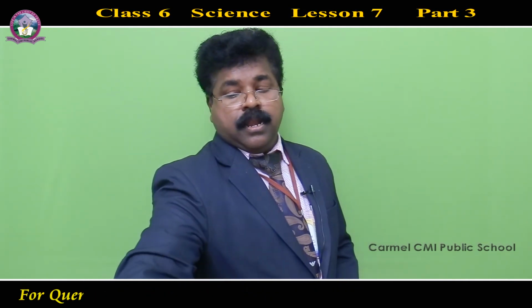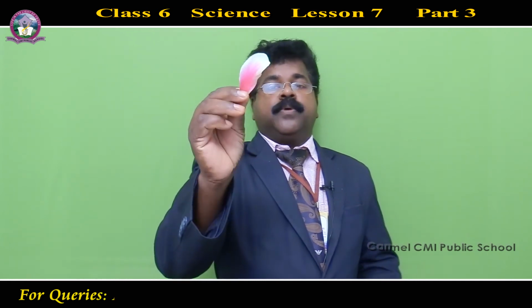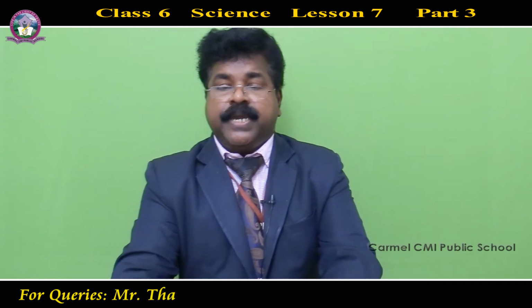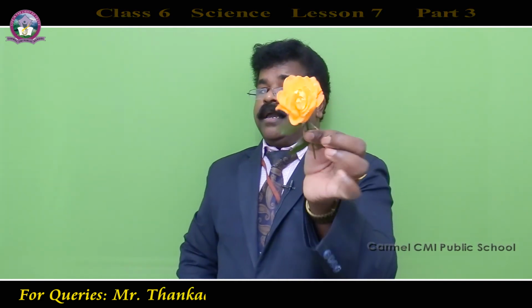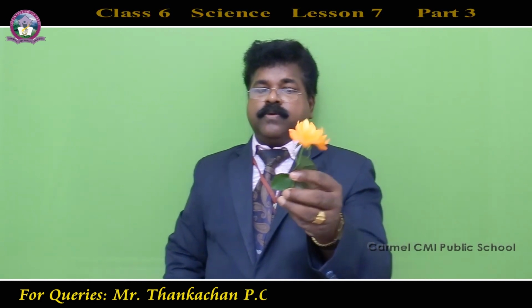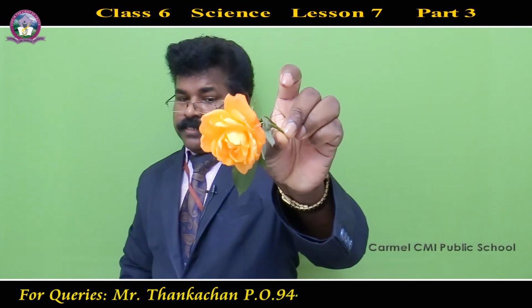The next one is petal. In a flower, the attractive part of the flower is known as petal. The spelling of petal is P-E-T-A-L. Can you see the petals? There are different types of petals available in our surroundings, like rose petals.